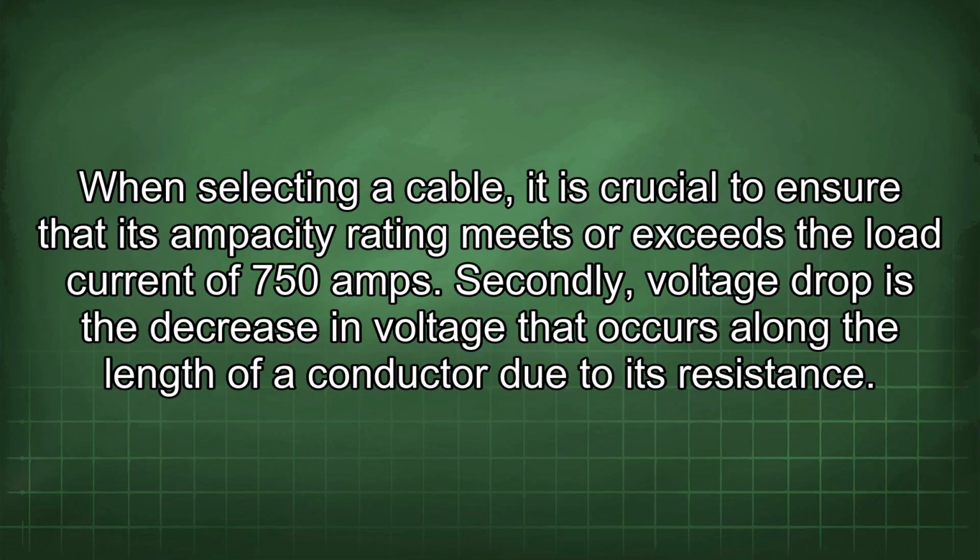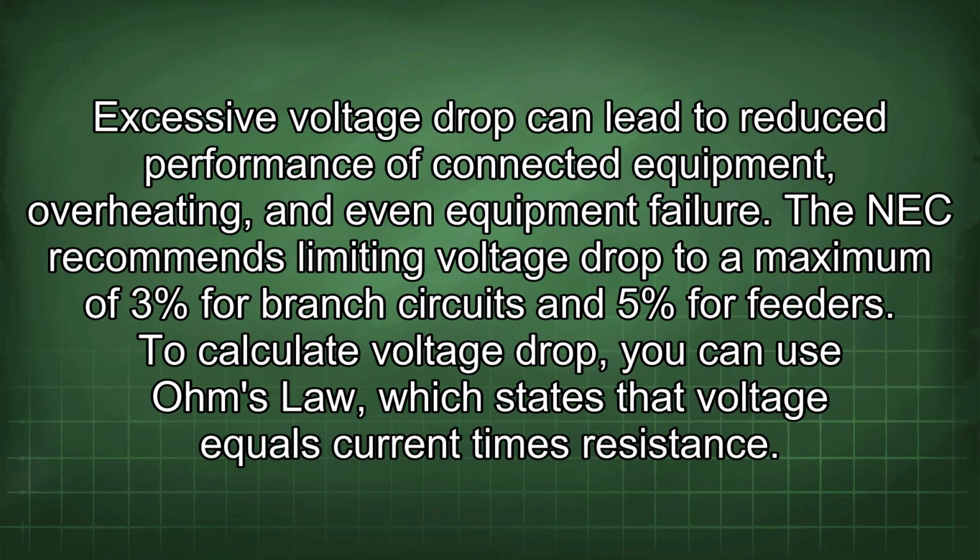When selecting a cable, it is crucial to ensure that its ampacity rating meets or exceeds the load current of 750 amps. Secondly, voltage drop is the decrease in voltage that occurs along the length of a conductor due to its resistance. Excessive voltage drop can lead to reduced performance of connected equipment, overheating, and even equipment failure. The NEC recommends limiting voltage drop to a maximum of 3% for branch circuits and 5% for feeders.